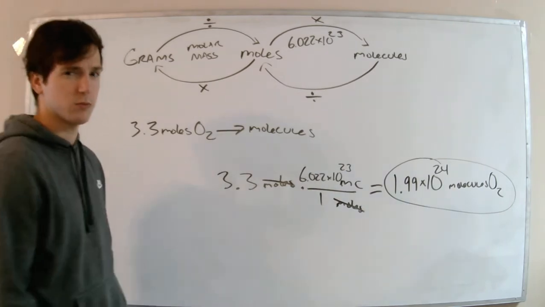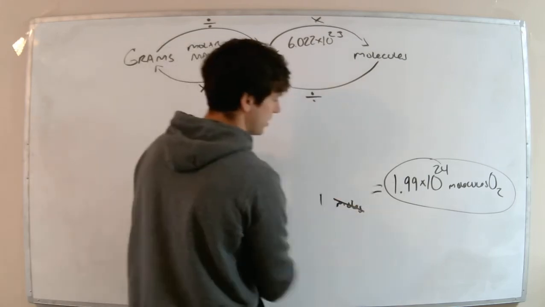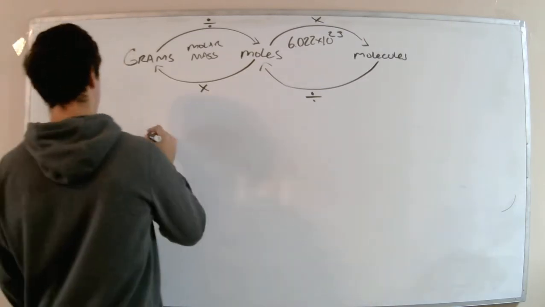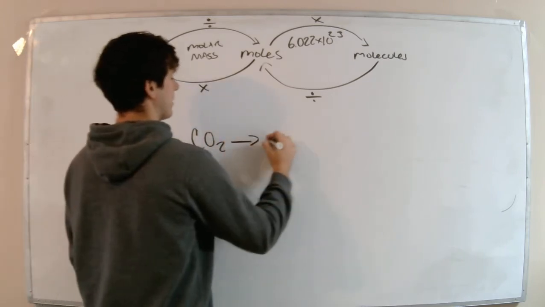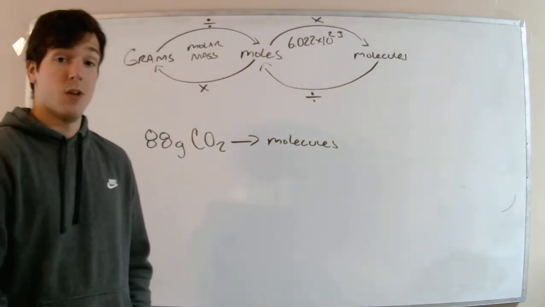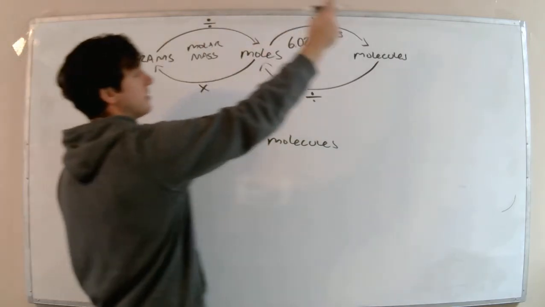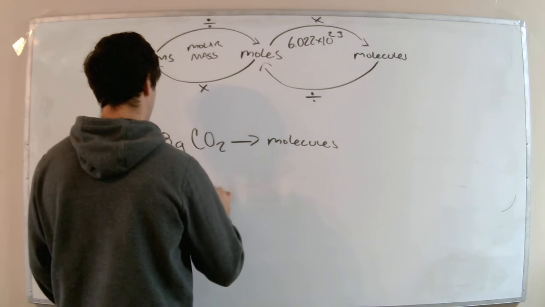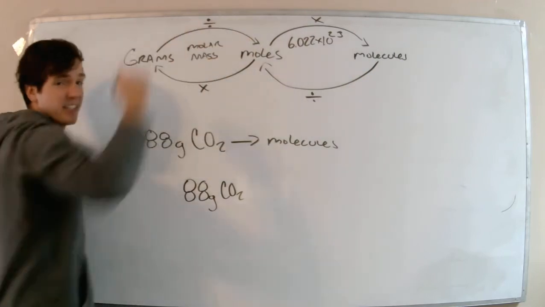Let's go from grams to molecules. Let's do a little 2-step equation here. Let's say I have 88 grams of CO2 and I want to know how many molecules that is. Okay. We always start with what we're given. We're starting with grams and we got to go all the way to molecules. I can't just go straight from grams to molecules. I got to get to moles first.